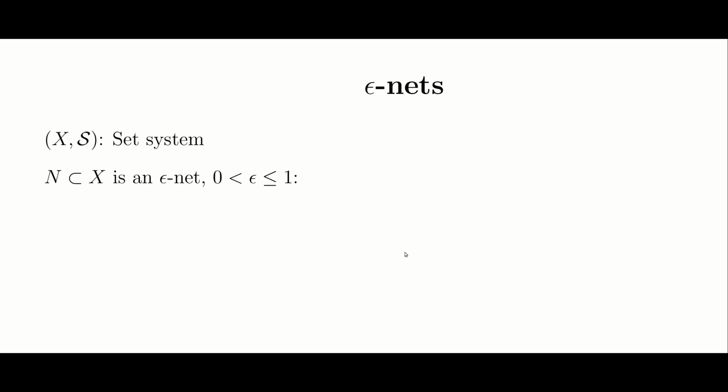In this video, we'll look at the concept of epsilon-nets. Consider a set system defined by a ground set X and a set of subsets of X, S. A subset N of X is an epsilon-net if the following holds.